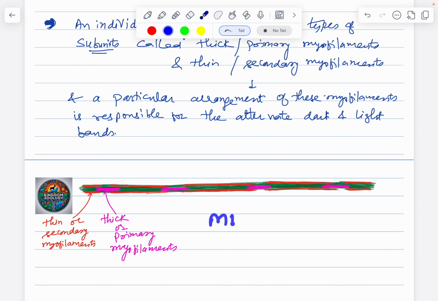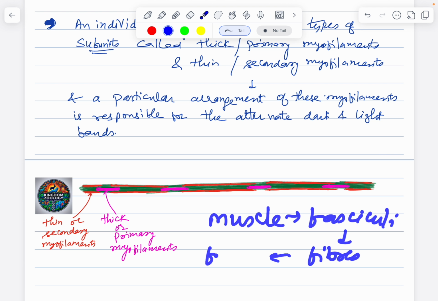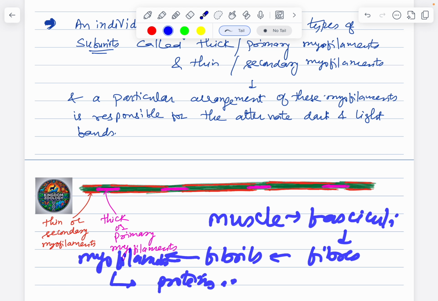A muscle is made up of fasciculi. Fasciculi are made up of fibers. Fibers have got what? Fibrils. Fibrils are made up of what? Filaments. Filaments have got what? Individual proteins: actin, myosin, troponin, tropomyosin. So we'll do all these details. We are at what level right now? Till over here, and we are going on to the next level, that is myofilaments.